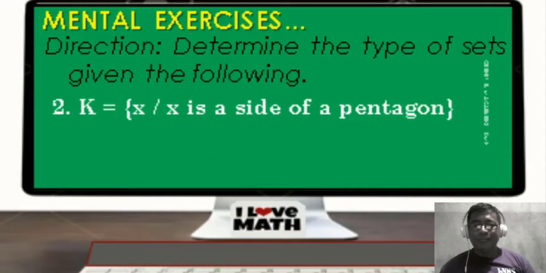Number 2, set K is equal to the set of X such that X is a side of a pentagon. How many sides do a pentagon have? That's correct. There are 5 sides. So therefore, we can count the number of sides of a pentagon. So this is just a finite set.